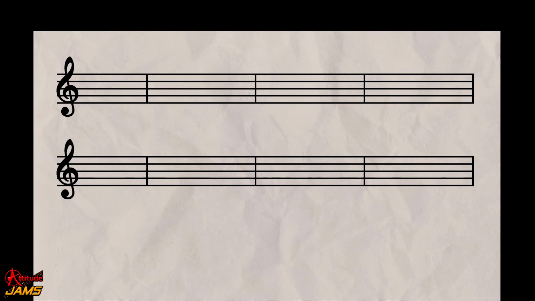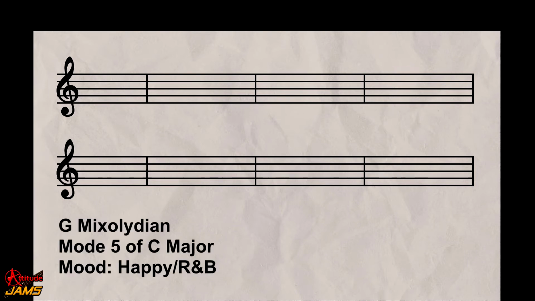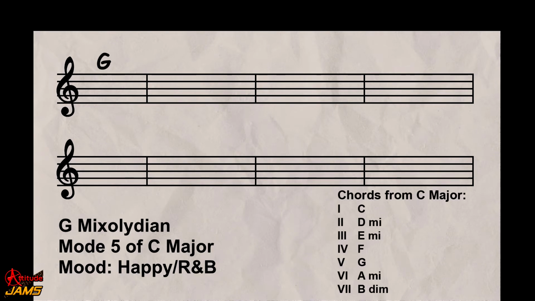The simplest and most effective way to do this is to start with the modal chord. For example, if you want the sound of G Mixolydian, start with a G chord. The first chord generally sets the tone, literally. The rest of the chords will come from the same parent key.